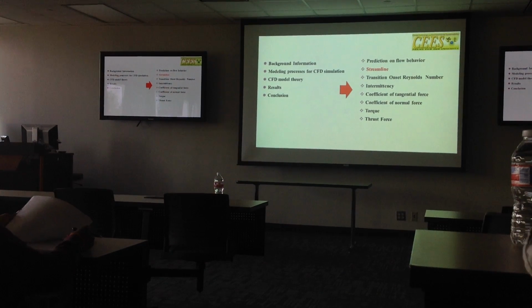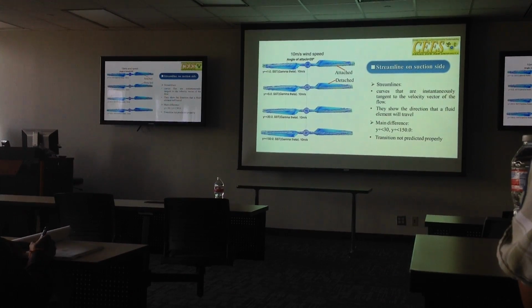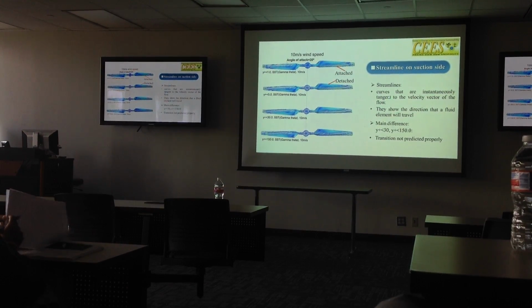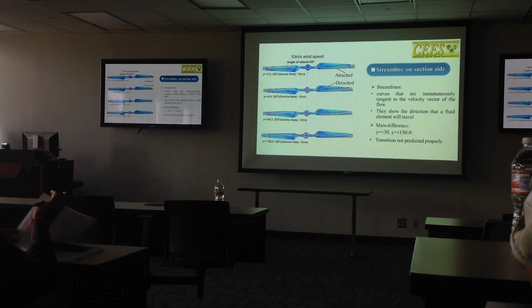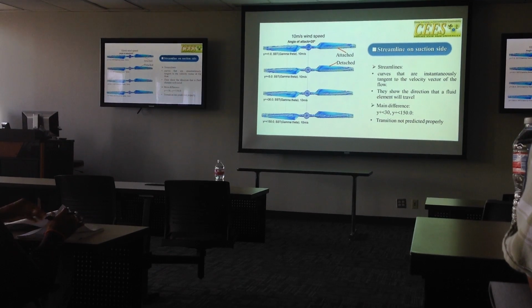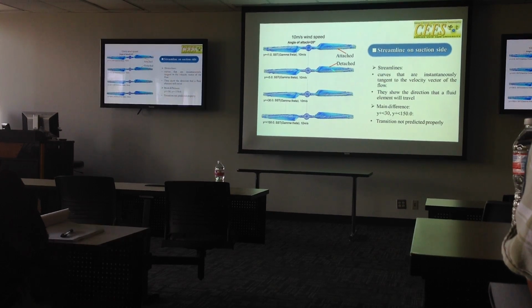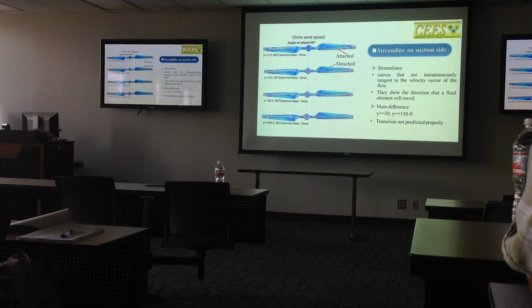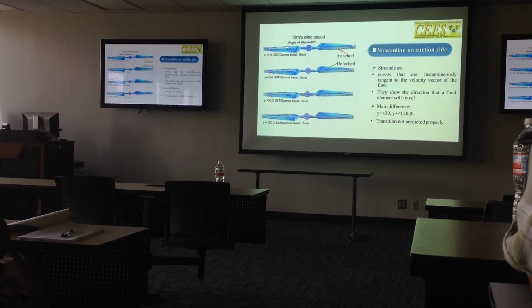Now we talk about the second one, the streamline of the result. Streamlines are the curves that are tangential to the velocity vector of the flow, and they show the direction in which a flow element will travel. In this contour, this kind of contour in our data parameter shows the detached flow, this vertical line is the attached flow, and the region between this and the line is the transitional flow.